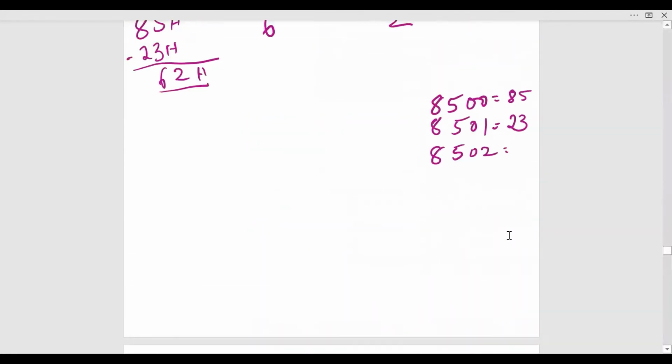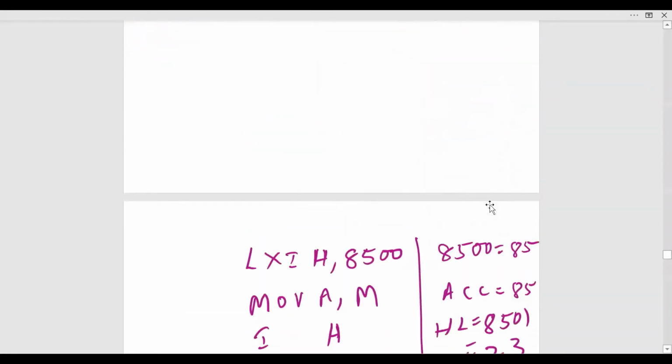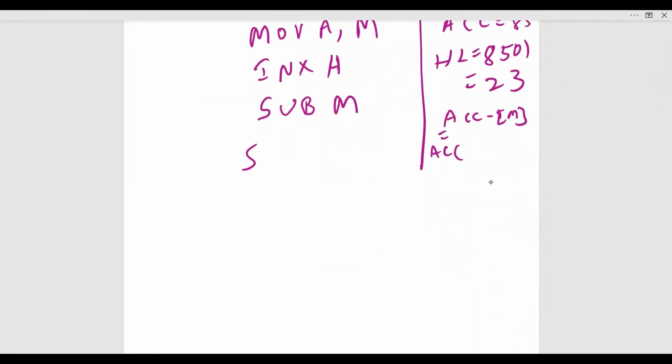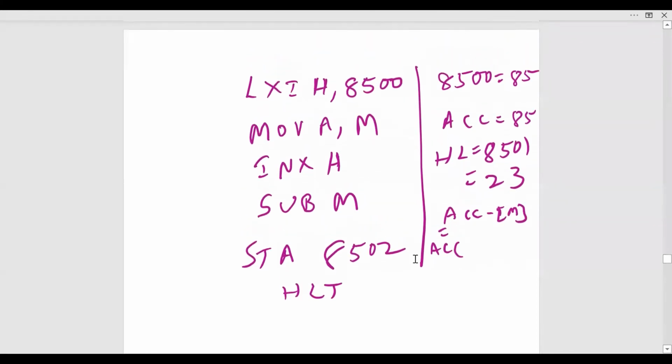Now we have to store the result, that is in the accumulator, in a memory location. I want to store it in 8502. So store the contents of the accumulator, which now contains the result, in 8502. Then HLT. So this is a simple program to subtract two 8-bit numbers.